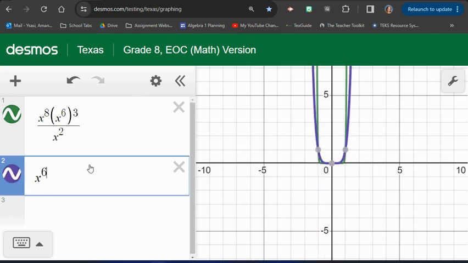And then the next one, X to the 6, X to the 18. It looks like the same thing, right? So we are down to 2 things.